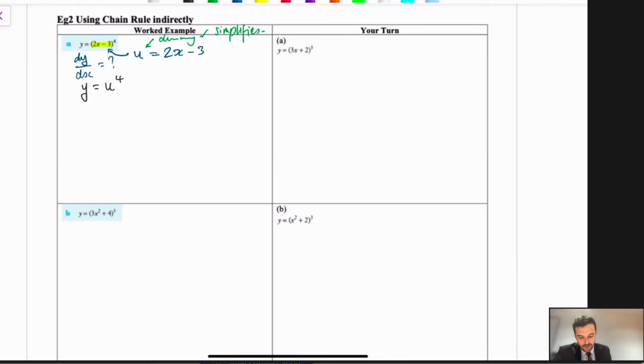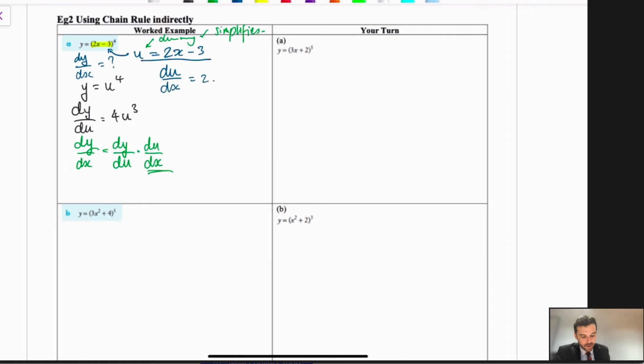Okay, so here we go. I know that dy by du is 4u to the 3, right? Now, we're going to use our chain rule like we learned from last lesson. I still want to find dy by dx. We know that's going to be dy by du. That's the function we have. And then remember chain rule, if I times that by du by dx, I'm finding dy by dx. So therefore, I'm just going to plug in. Okay. So do we have du by dx yet? No, but we do have u up here. du by dx in this case will just be simply 2.